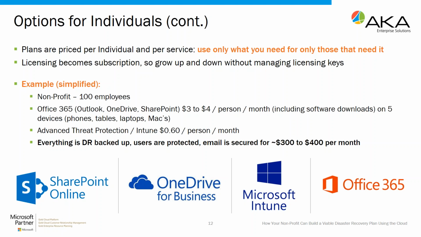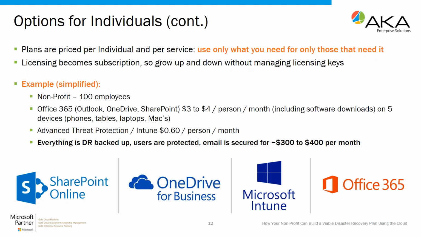So in this example, let's say we have a nonprofit that has 100 employees. Most of those employees need some form of email, some form of protection for their smartphones, some form of protection for their desktops. So we'll look at an Office 365 product that runs averagely about $3 to $4 per person per month and includes all of the software downloads to run on 5 devices. Point to note, this is non-for-profit pricing, and it's subject to change. So you need to talk with Microsoft or with AK to get the latest and greatest prices, but for illustration purposes, these are pretty accurate.